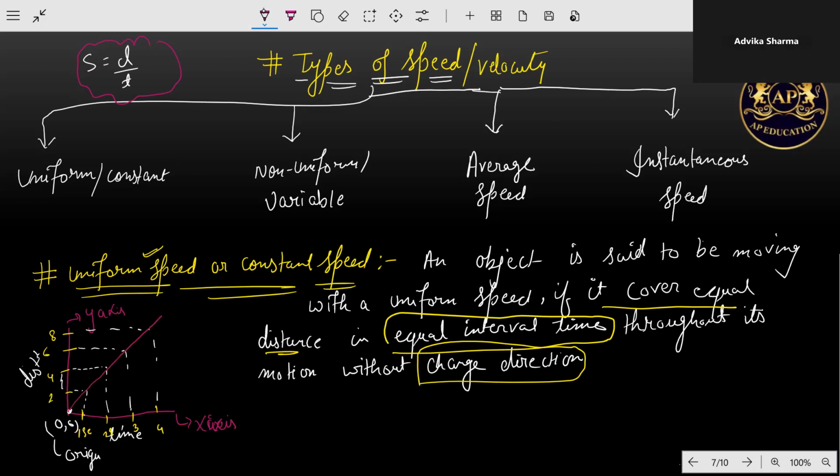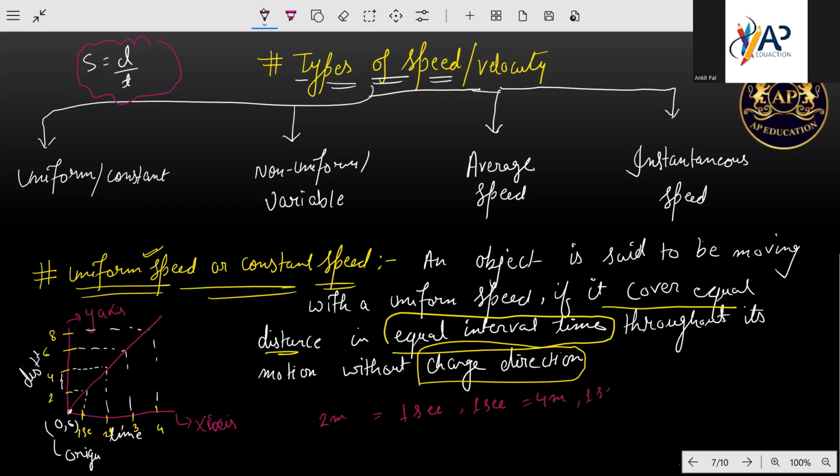Suppose an object covers 2 meters in 1 second. In the next 1 second, how much does it cover? 4 meters. Very good. In the next second, how much does it cover? 6.